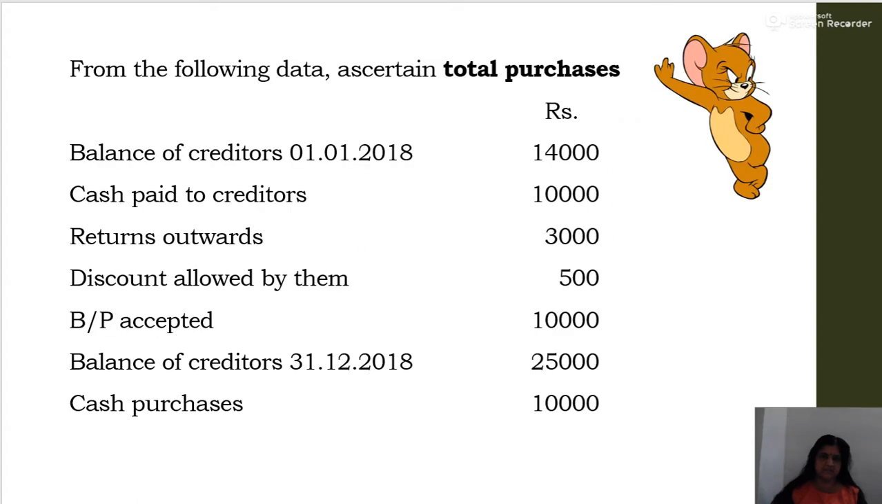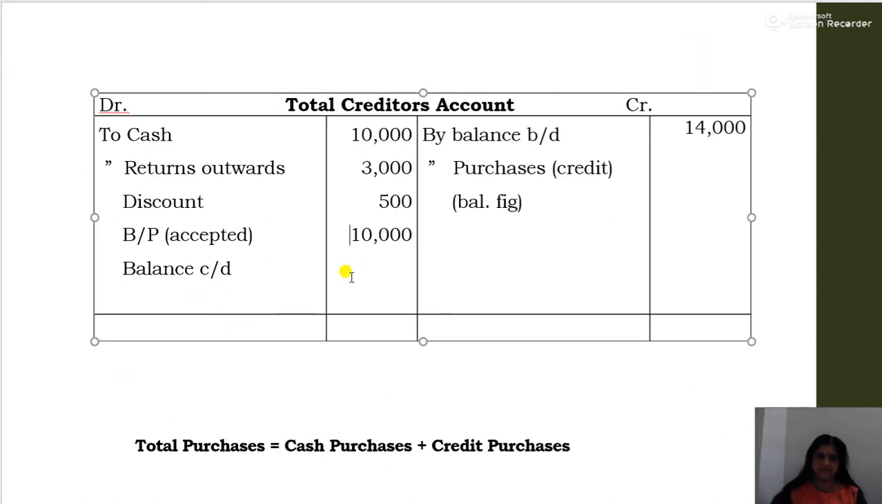Then balance of creditors account on 31/12, that is closing balance of creditors 25,000. So balance carried down, that is 25,000. Then the total will be cash 10,000, returns outwards 3,000, discount 500, then bills payable accepted 10,000, balance carried down 25,000. So the total comes to 48,500. So this is the total.